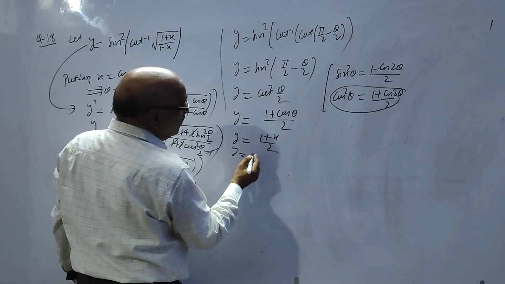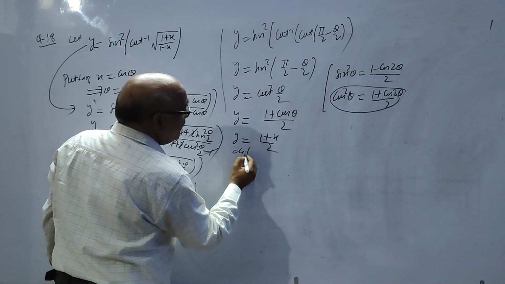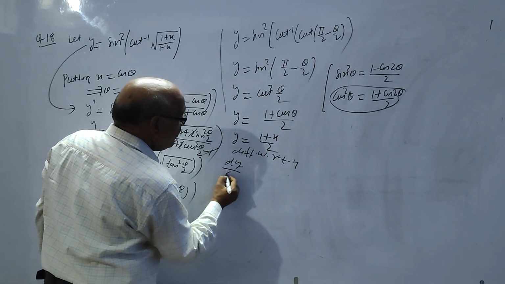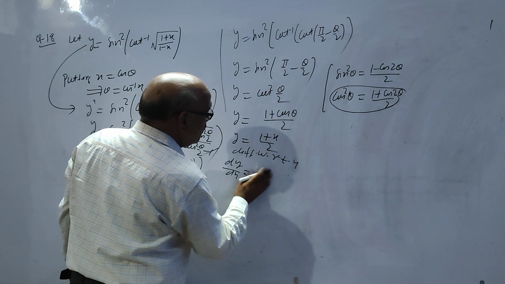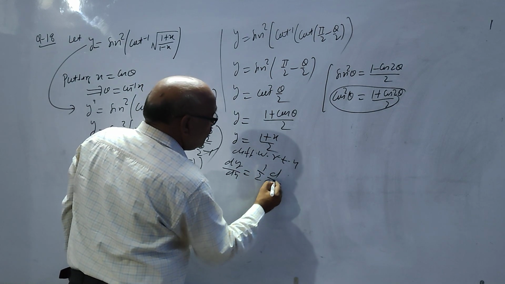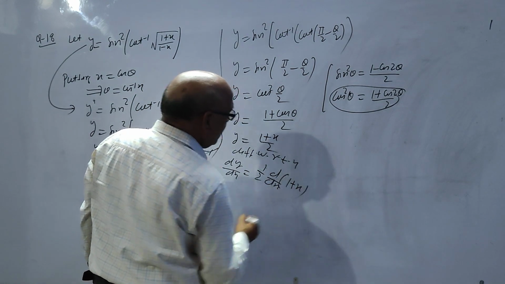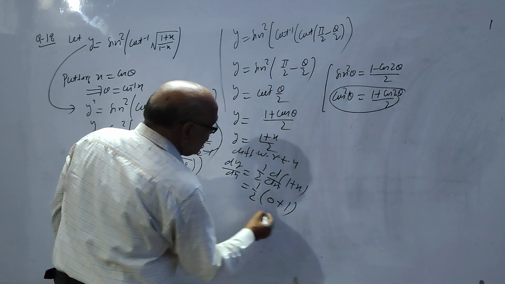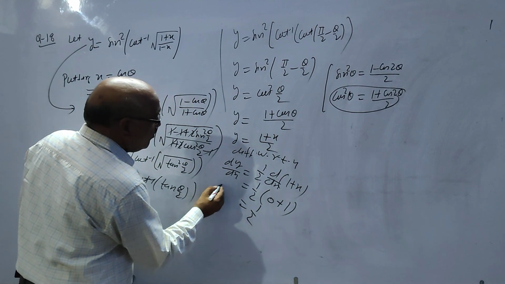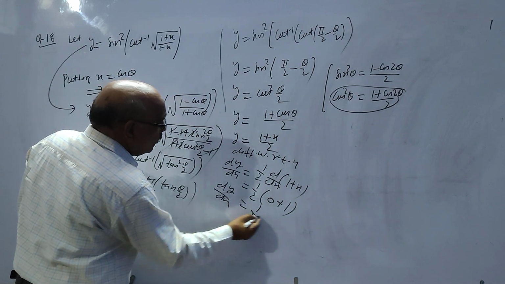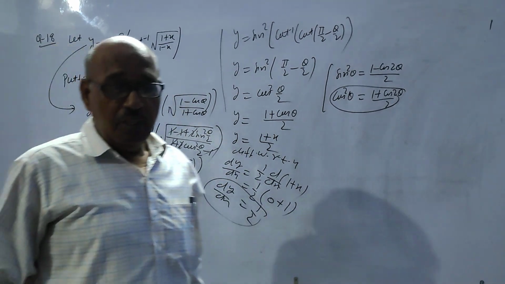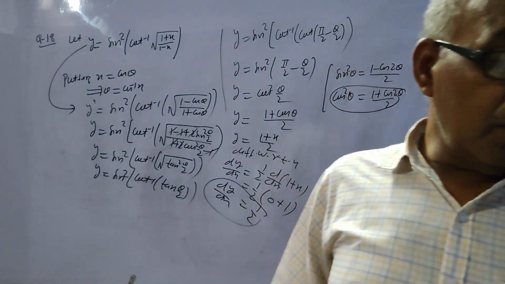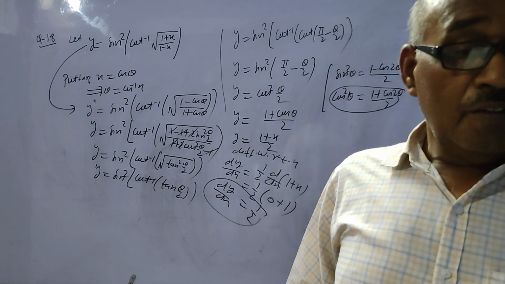y is equal to (1 plus x) by 2, differentiate this with respect to x. What we have, dy over dx is equal to 1 by 2 into d over dx of (1 plus x). This is 1 by 2, differentiation of 1 is 0, and of x it becomes 1. So the result is 1 by 2, that is dy over dx, and this will be the required result. Let's consider one more variety, and then I will tell you.